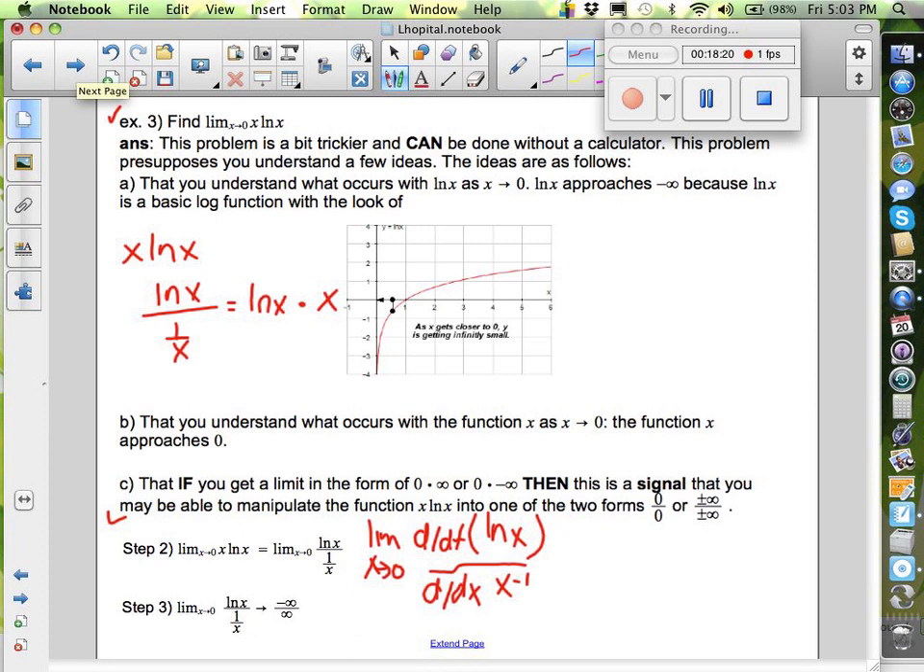All right, so the derivative of natural log of x is 1 over x. And the derivative of x to the negative 1 is going to be negative 1 x to the negative 2. We probably don't want to plug in a 0 into 1 over x, although that's going to go to infinity, right? It's going to keep getting smaller and smaller. Let's rewrite this and see if this gets any nicer.